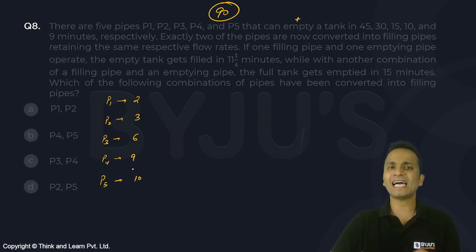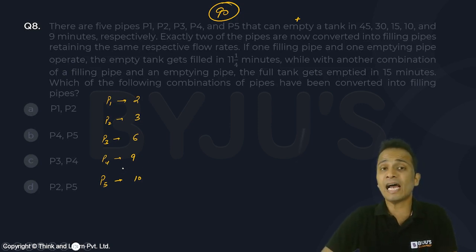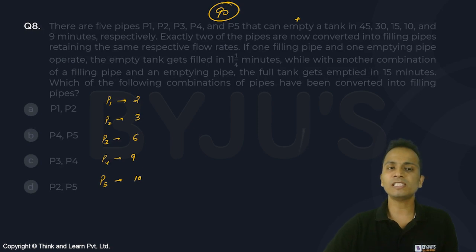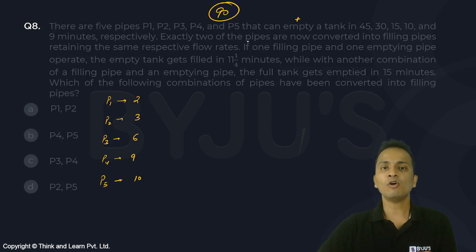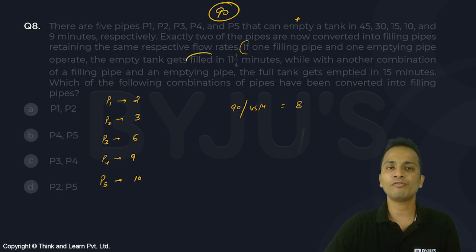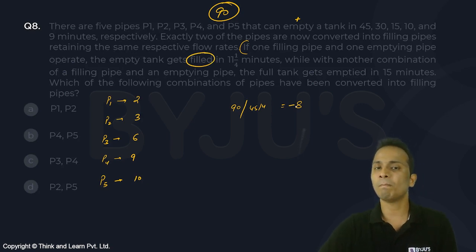Now, out of these five, exactly two pipes are converted into filling pipes, retaining the rate at which they fill or empty the tank. So out of these numbers, two of them will be converted into a negative number. If one filling pipe and one emptying pipe operate, the tank gets filled in 11 1 by 4 minutes. That means the net amount of work done will be 90 divided by 45 upon 4, which comes out to be 8. Since the tank is getting filled, I'll write it as minus 8.